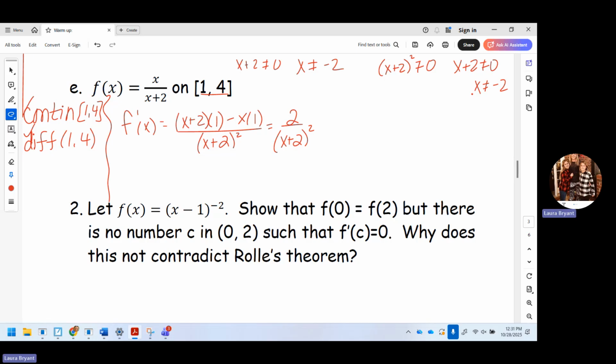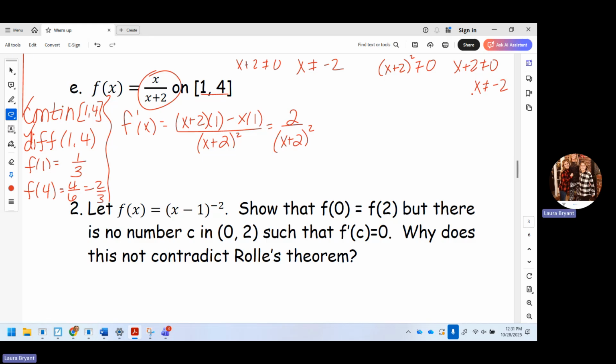Okay, so I know that the theorem is going to at least apply. Now let me check my a and my b values. So I'm going to do f of a and f of b, which is f of 1 and f of 4. So if I plug in 1 to the original up here, I get 1/3. And if I plug in 4, I get 4 over 6, which is 2/3.